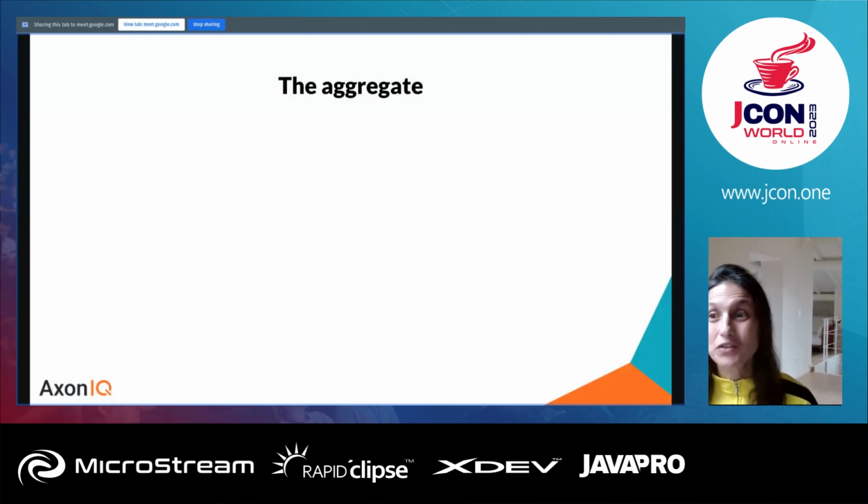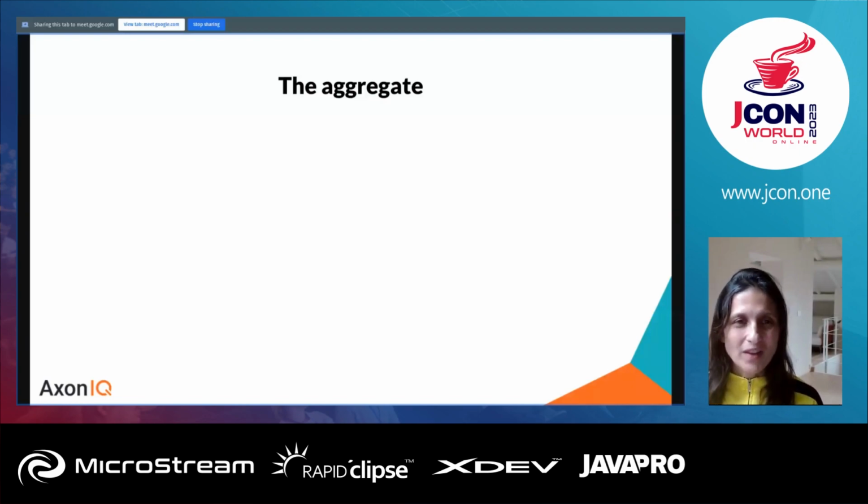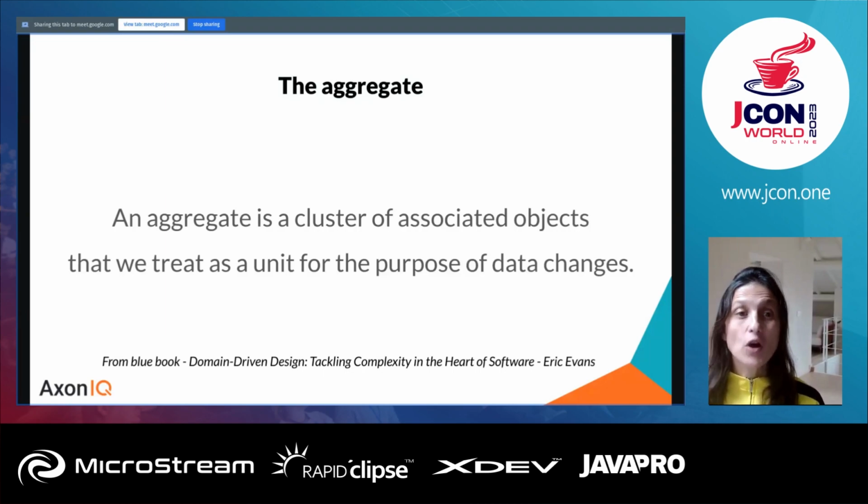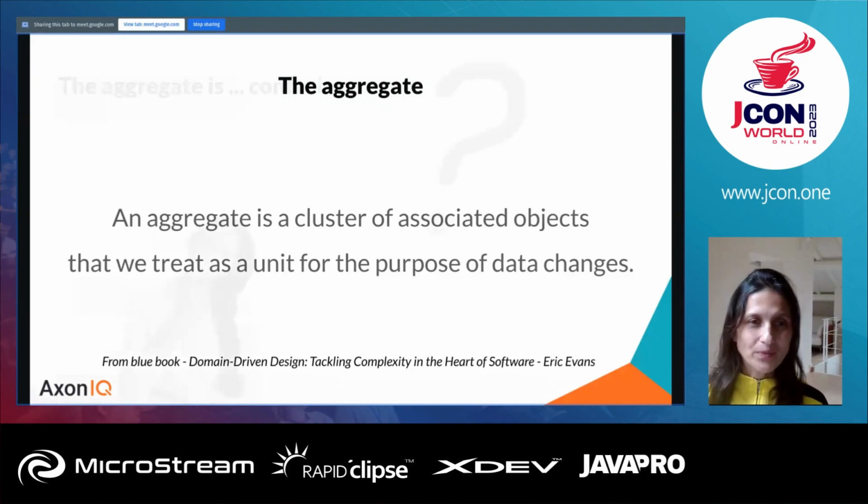So, for those who are not familiar with it, the aggregate has always been one of the most controversial and weakest elements of domain-driven design for me. Its definition is, in my opinion, quite vague. An aggregate is a cluster of associated objects that we treat as a unit for the purpose of data changes.